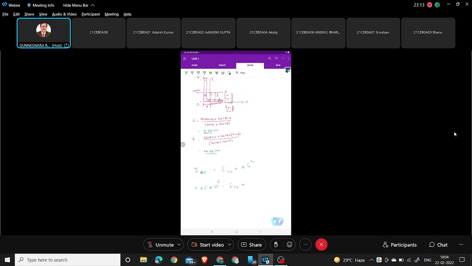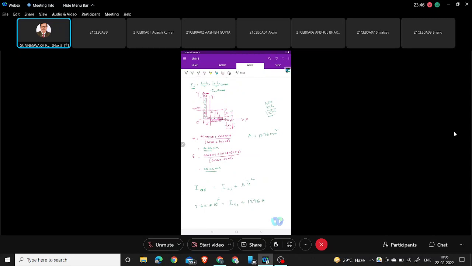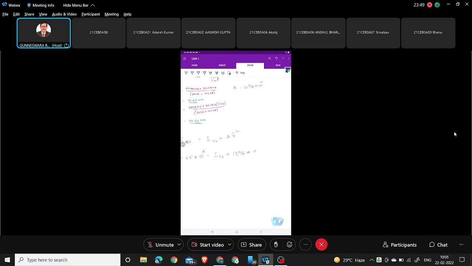Coming to the cross-sectional area, what is the cross-sectional area? The cross-sectional area A is equal to... Can any one of you please tell me the cross-sectional area of the total element? 60 into 8 is 480. 480 plus 816. Is it correct? 1296. And Y bar is 38.63.